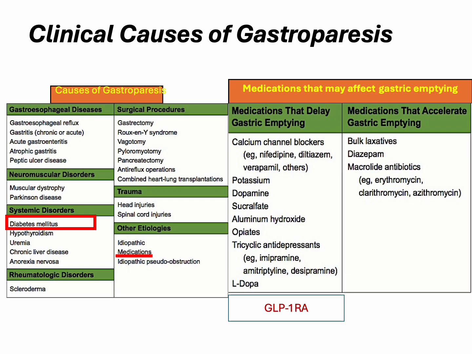However, it is important to exclude all other potential causes of gastroparesis, including numerous other factors, with special attention to medication, especially diabetes medication such as GLP-1RA.